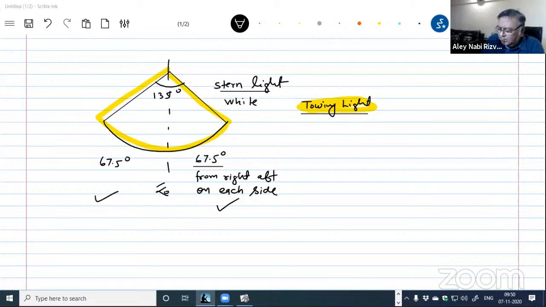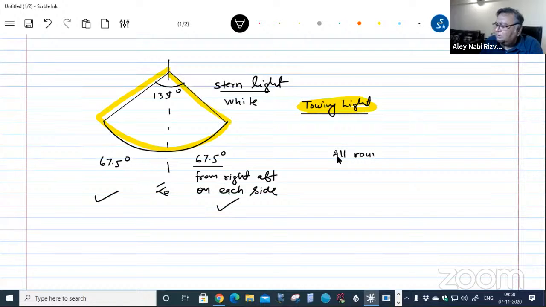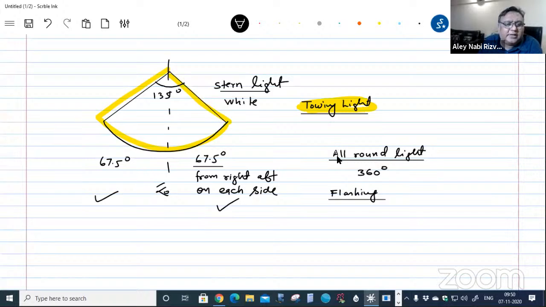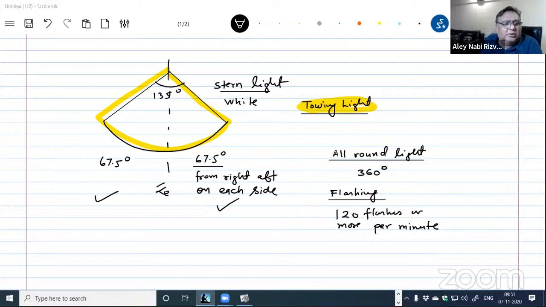Okay, then there are some other lights which we call all-round flashing lights. An all-round light means any light having visibility of 360 degrees. Then there is another character called a flashing light, and the flashes are very fast. You can understand that as 120 flashes or more per minute. All right. So this was given in Rule 21.